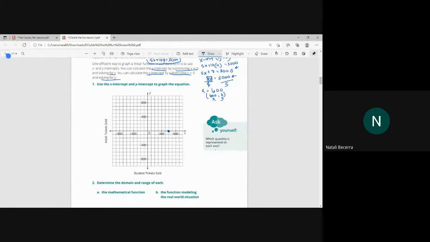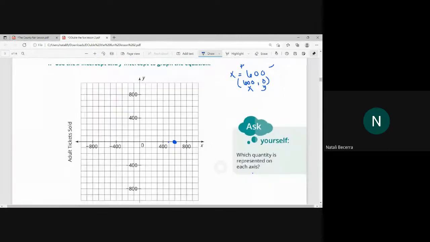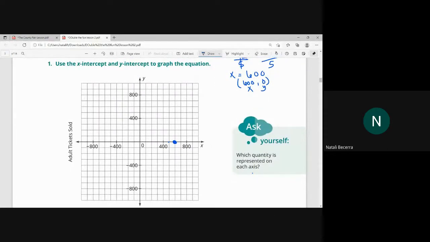So I had 5x plus 10y. Okay, so right here, I had 5x plus 10y equal 3,000 again. And now I'm going to rewrite it again. 5x plus 10y equal 3,000. And now I'm finding the y-intercept. So for the y-intercept, x equals 0. So let's go ahead and substitute 0 for x. So instead of 5x, I'm going to have 5 parentheses 0 plus 10y equal 3,000. So I should have 10y equal 3,000.